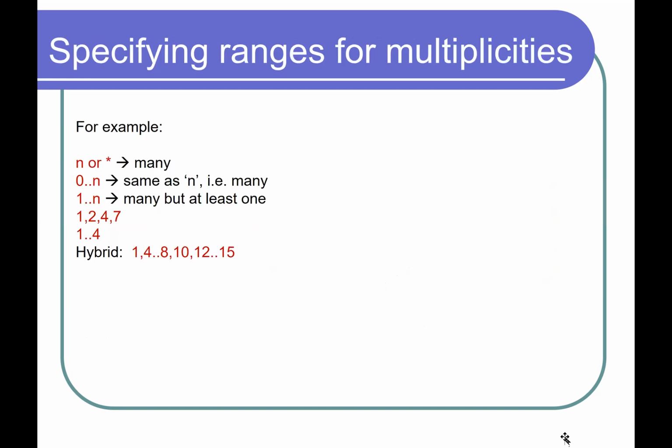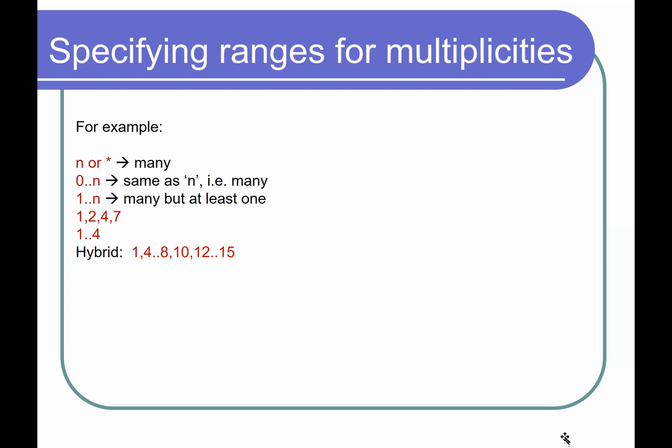This is the notation. N, or the asterisk, means many. It actually means the same thing as 0 to N. So it's not common that you will find 0 to N because it's already implied. It just means any number. Basically, N is a joker number, just like the asterisk. 1 to N means many, but at least 1.